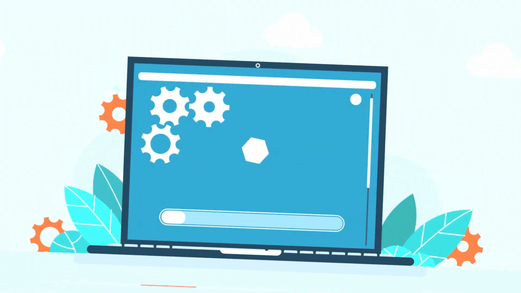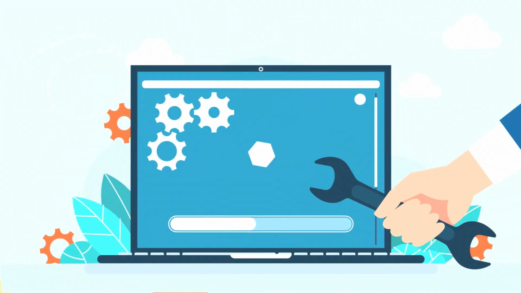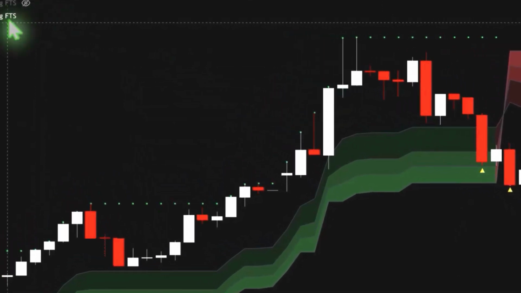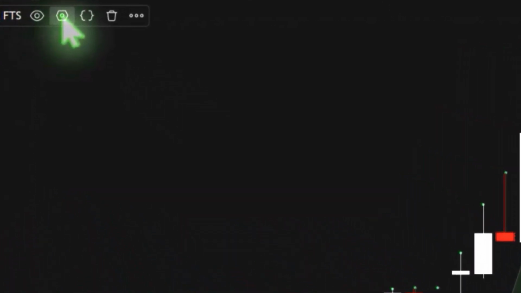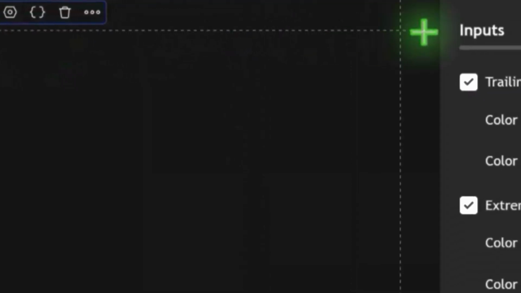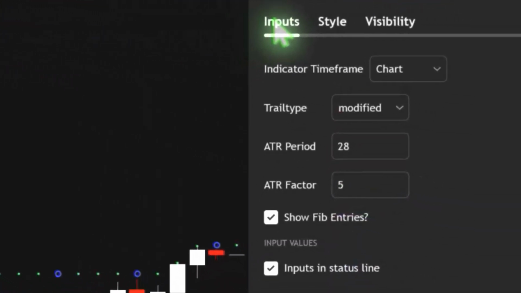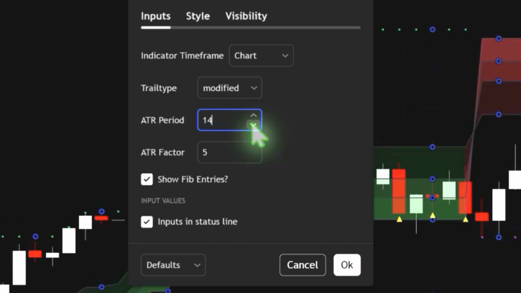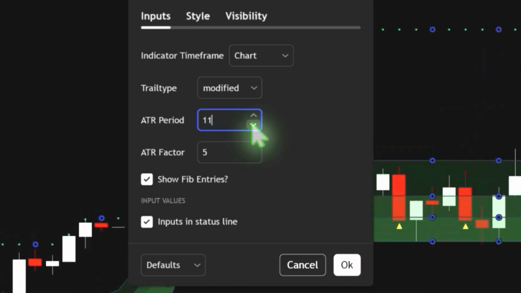Alright, now this second time we're setting it up differently because we need it to show us something else. These are specific plot backgrounds. So head back into the settings window for the second instance of the indicator. Go to the inputs tab again. This time we're changing the ATR period to 9. Notice it is a longer period than the first one.